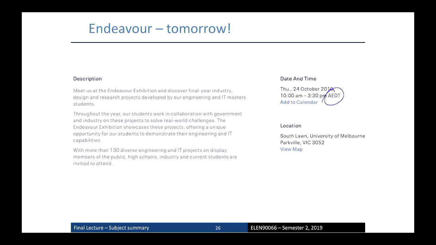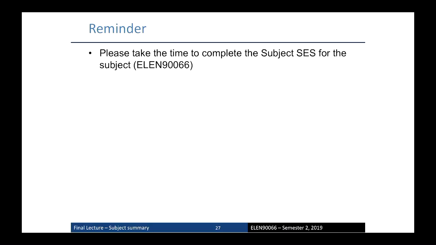Okay, so once again, I'm going to bombard you with this. Please, again, do the SES for the subject. We do take your comments seriously. And unfortunately, you know, so does the uni. The uni uses the numbers as metrics and stuff, which is crazy, but please do it.